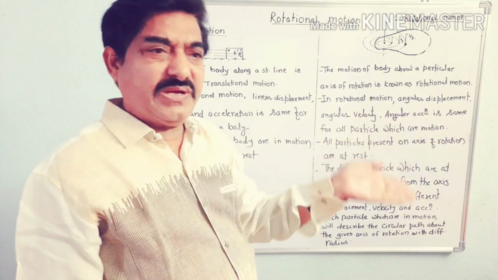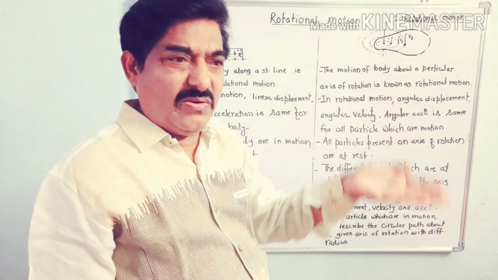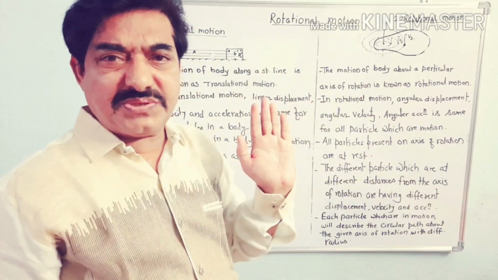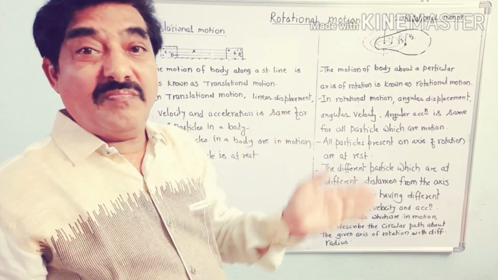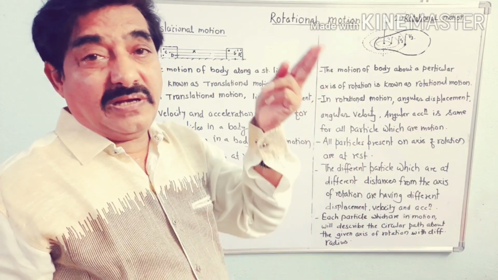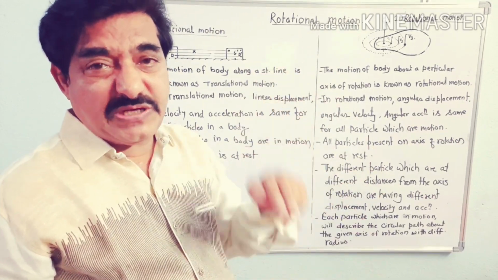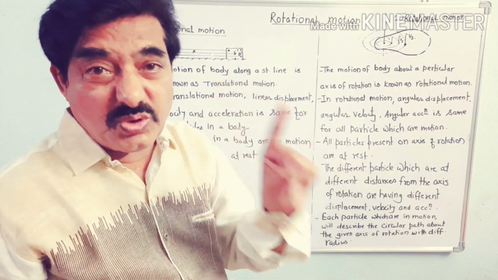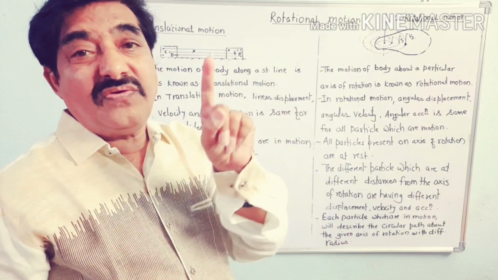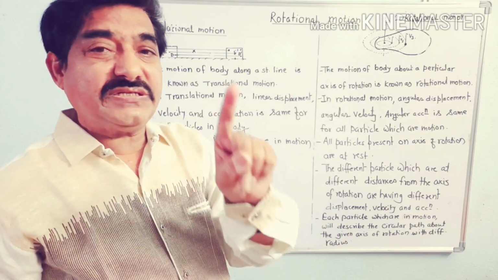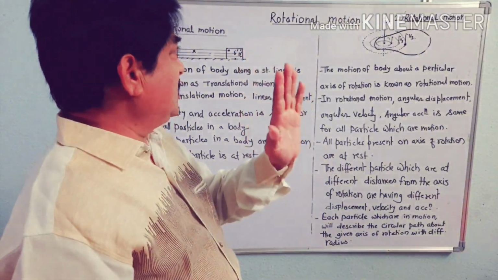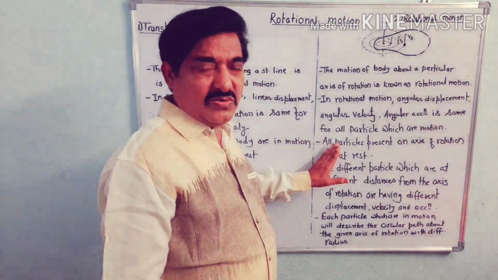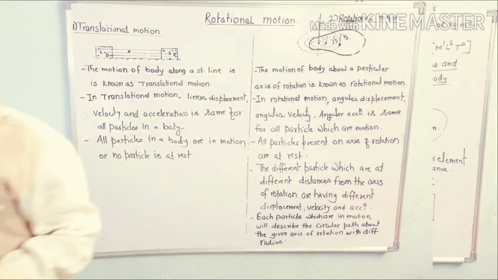In rotational motion, angular acceleration, angular velocity, and angular displacement are the same for all particles which are in motion. But the displacement, linear velocity, and linear accelerations are different for those particles which are at different distances. So these are the characteristics of translational motion and rotational motion.